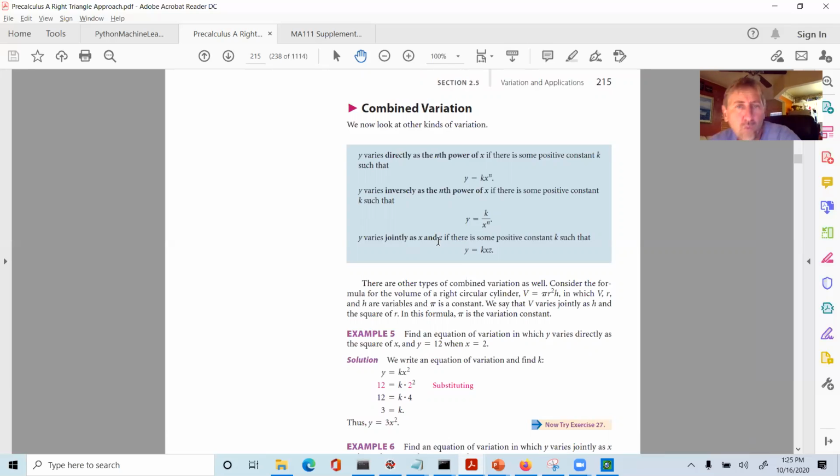So y varies jointly as x and z. That one is a direct variation. Anytime there's inverse, when you have to put it in the denominator, it'll say inverse variation. If not, it's direct variation. This y varies jointly as x and z. That means as the multiple x times z increases, then y increases. So that's the same, and we'll solve some problems.